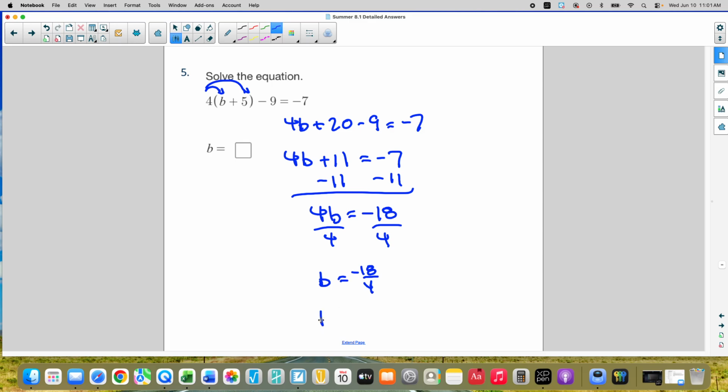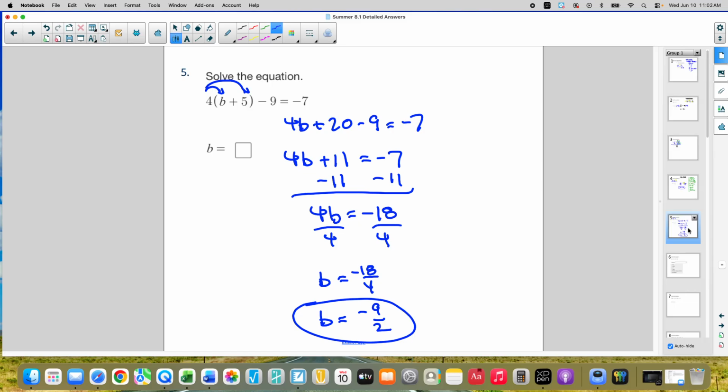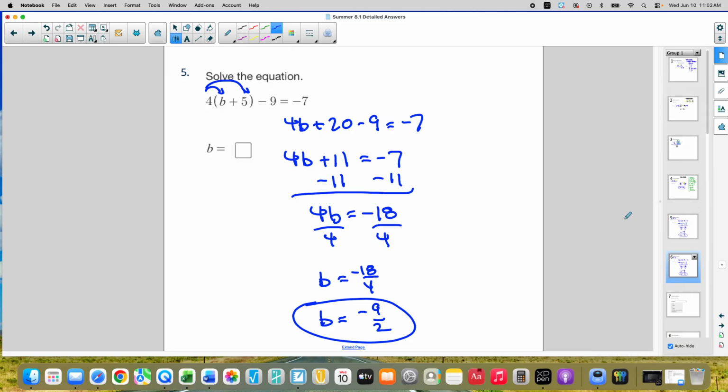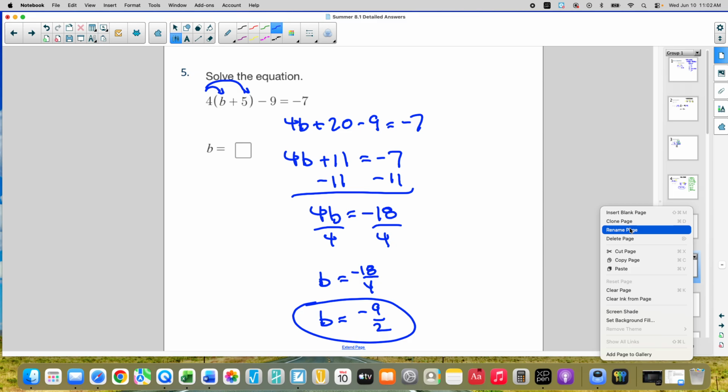I must simplify. You can't do this and you can't say or. There's only one answer that is acceptable here. So very important for you to understand that all fractions must be simplified. So we got to reduce that by 2, which gives us -9/2. That answer is acceptable. You don't have to convert it to a mixed number. You don't have to convert it to a decimal. So let's show the other way.